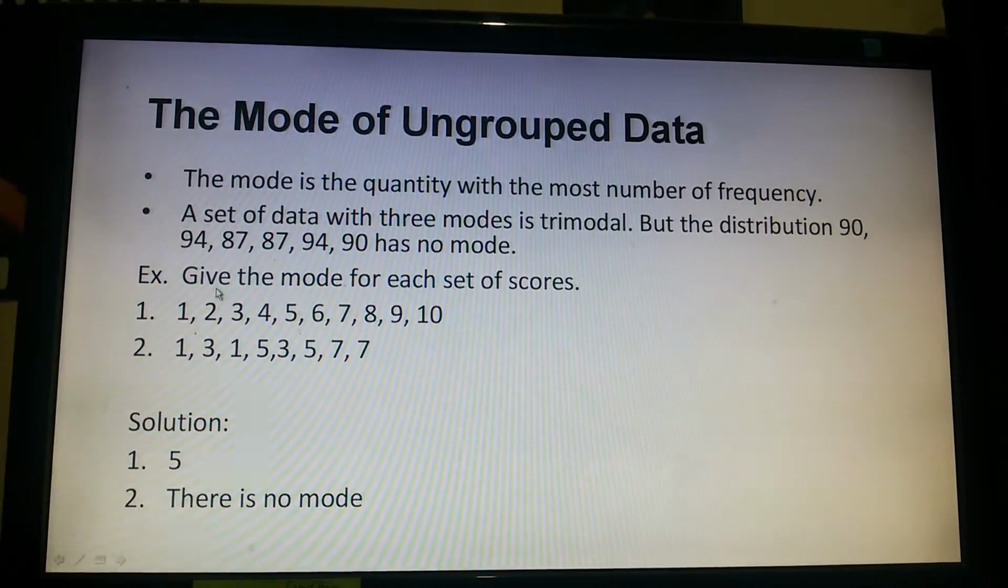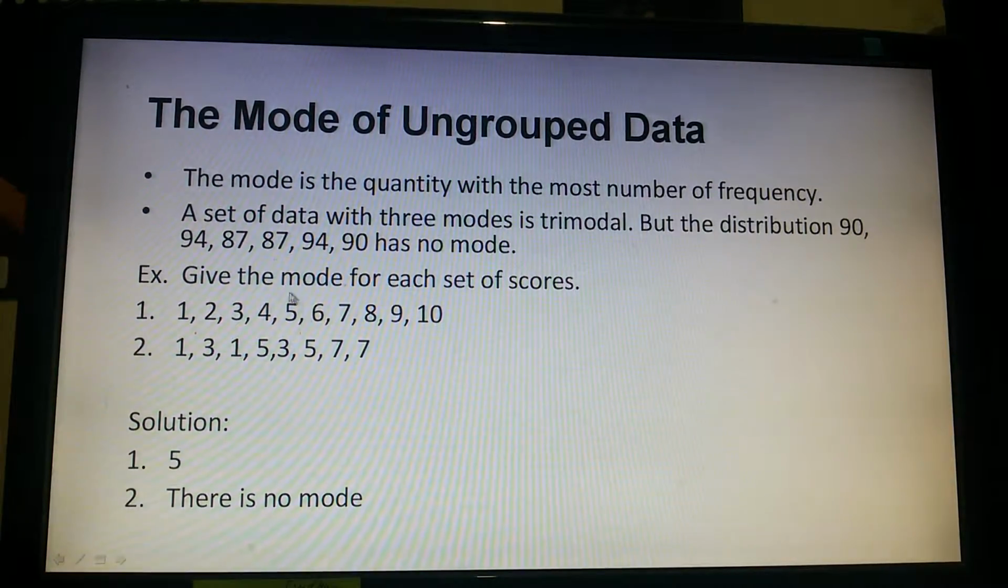Give the mode for each set of scores. So here are our samples. We have 1, 2, 3, 4, 5, 6, 7, 8, 9, 10. 1, 3, 1, 5, 3, 5, 7, 7. So for number 1 we have 5.